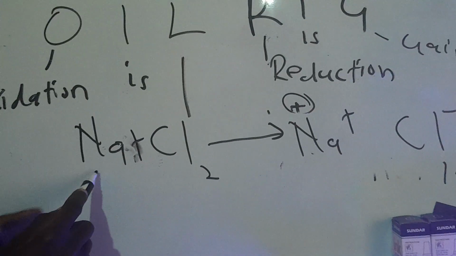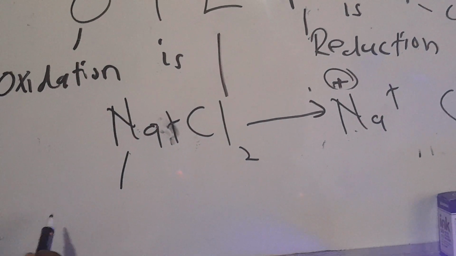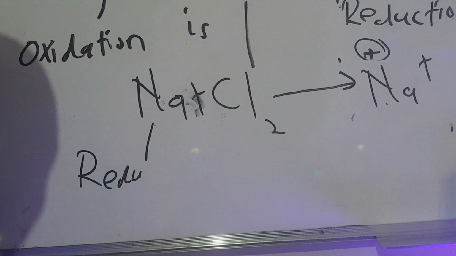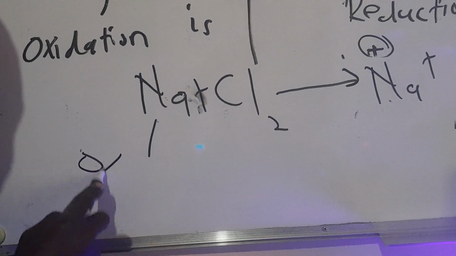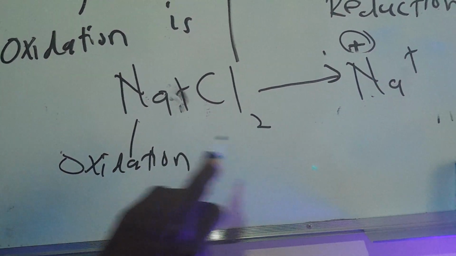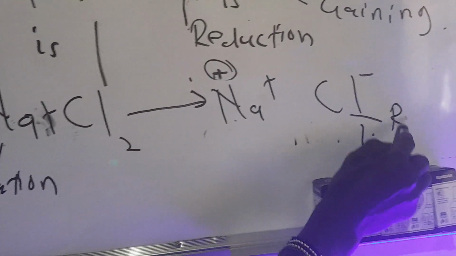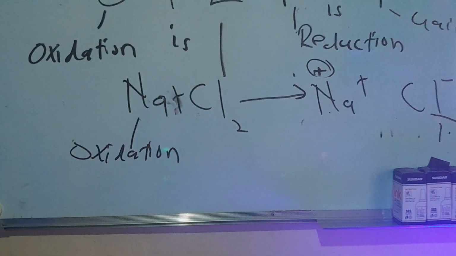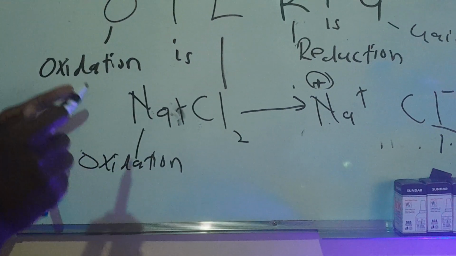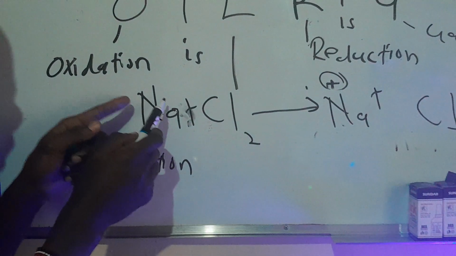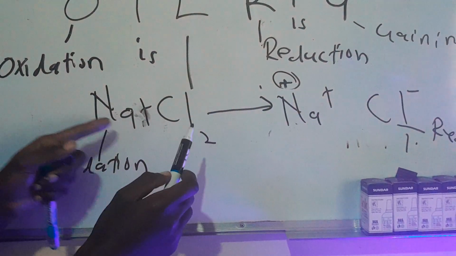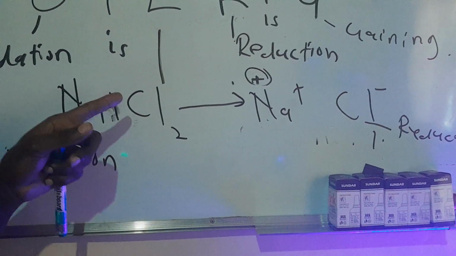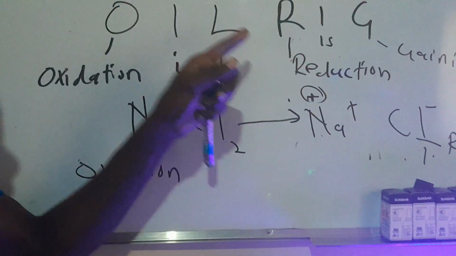So this sodium has undergone what you call oxidation, and chloride has undergone what you call reduction. They are taking place at the same time. So oxidation is losing. Sodium has lost 1 to become sodium ions. Chlorine has gained 1 to become chloride ions. So when chlorine is gaining that 1, it is being reduced.